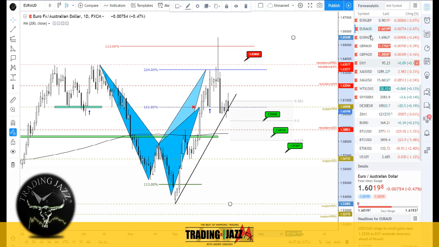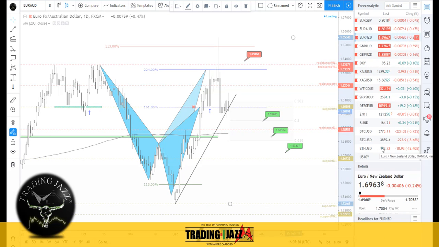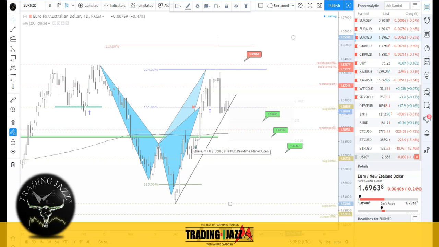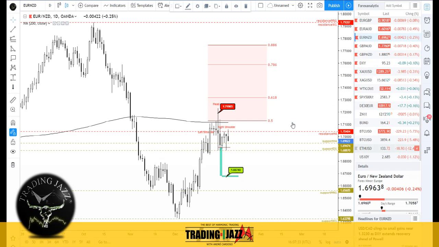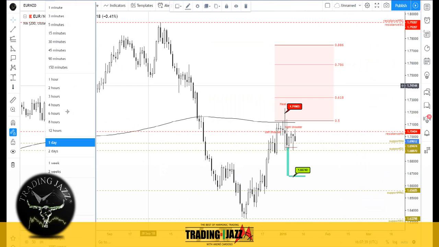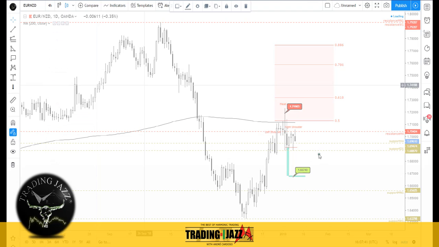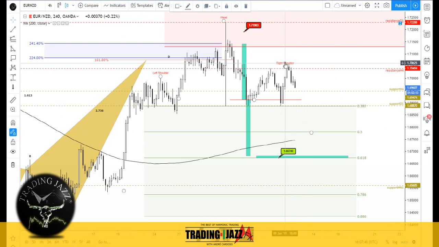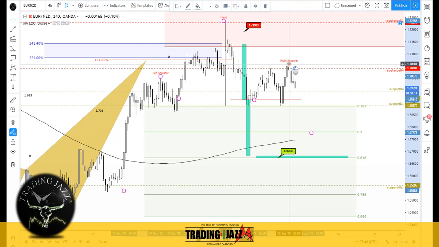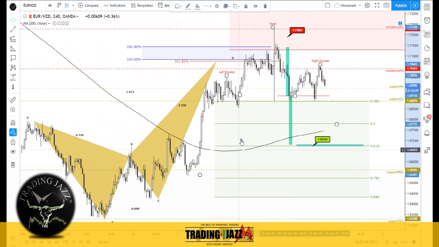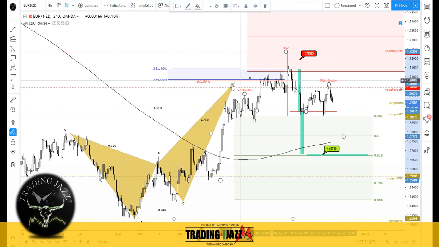Another example. This was euro versus Aussie, euro versus New Zealand. Similar situation. We have also here, actually we have a few things here under development at this point. So we have this right shoulder under formation at this point, so this is what I see. The market has completed this crab pattern at 161 extension.